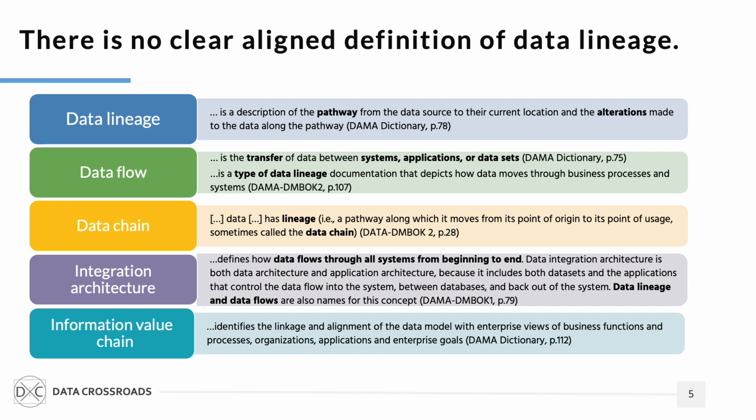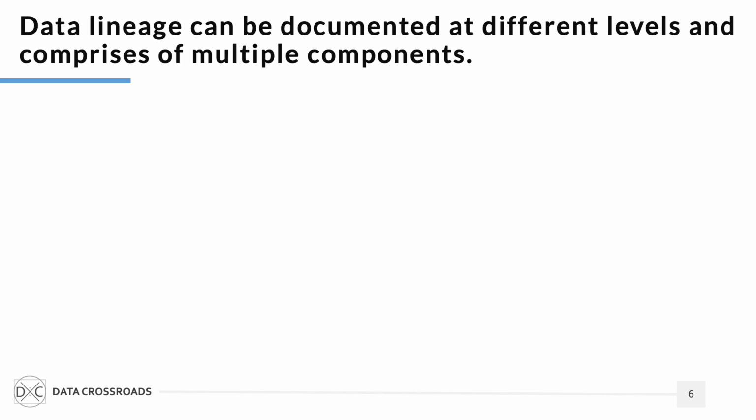The definition of information value chain includes the same components that are used to document data lineage, such as applications, data models, etc. I hope that you now can see for yourself how the concept of data lineage is so similar to other concepts. Now it's time to take a closer look at the key components of data lineage. To establish the key components of data lineage, I will be using the same source, the publication of DAMA DMBOK, Data Management Body of Knowledge by DAMA International.